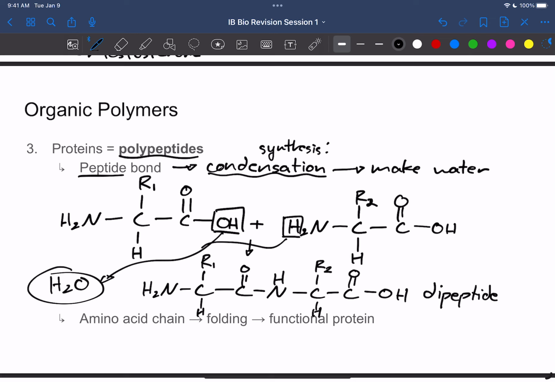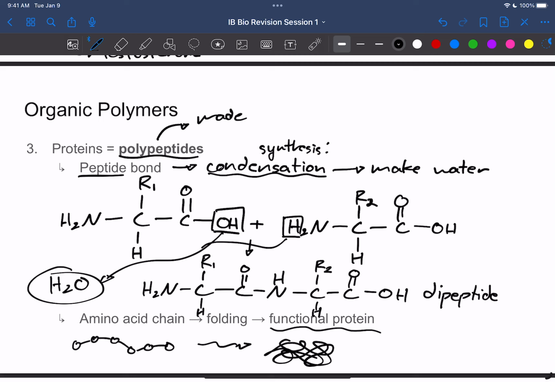And on the bottom here, amino acid chains are folded and then become functional proteins. So it starts out as something like this, and then it's folded into a complex shape that will be a functional protein. So out of this slide, just know that the polymers for proteins is polypeptides, which is made up of amino acids. And the bonds between them are peptide, and that's how they form a functional protein.